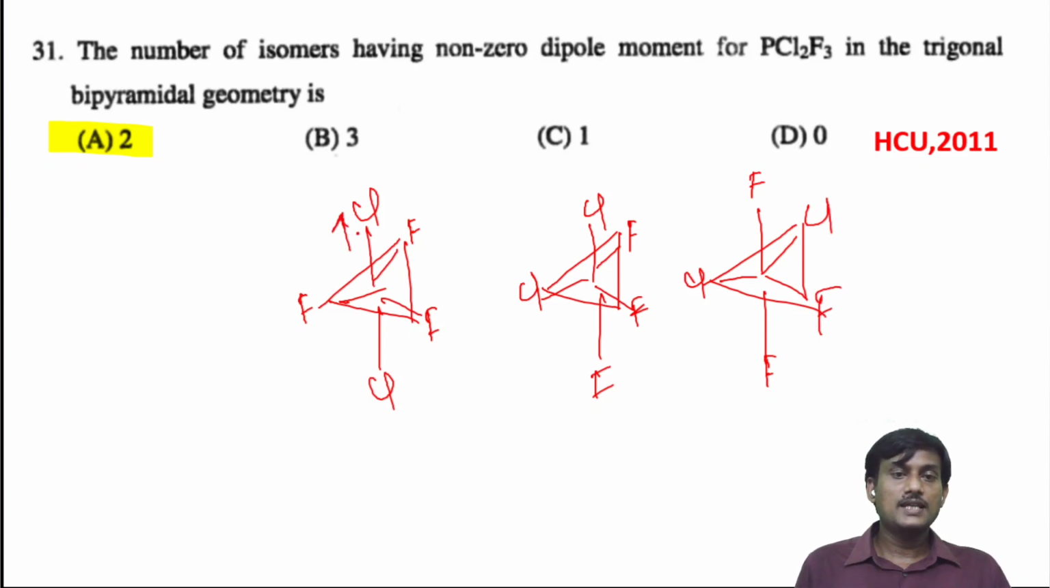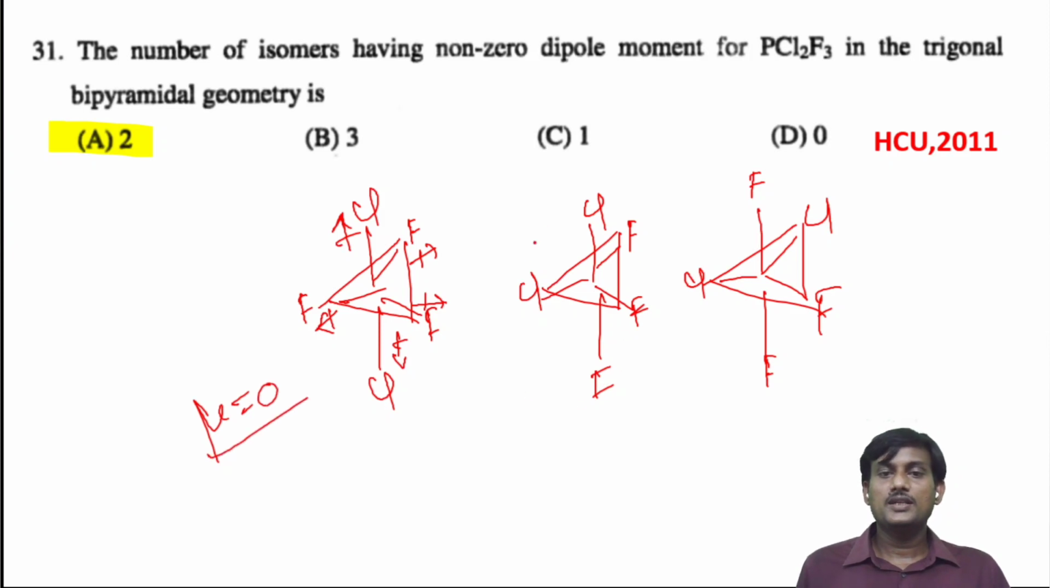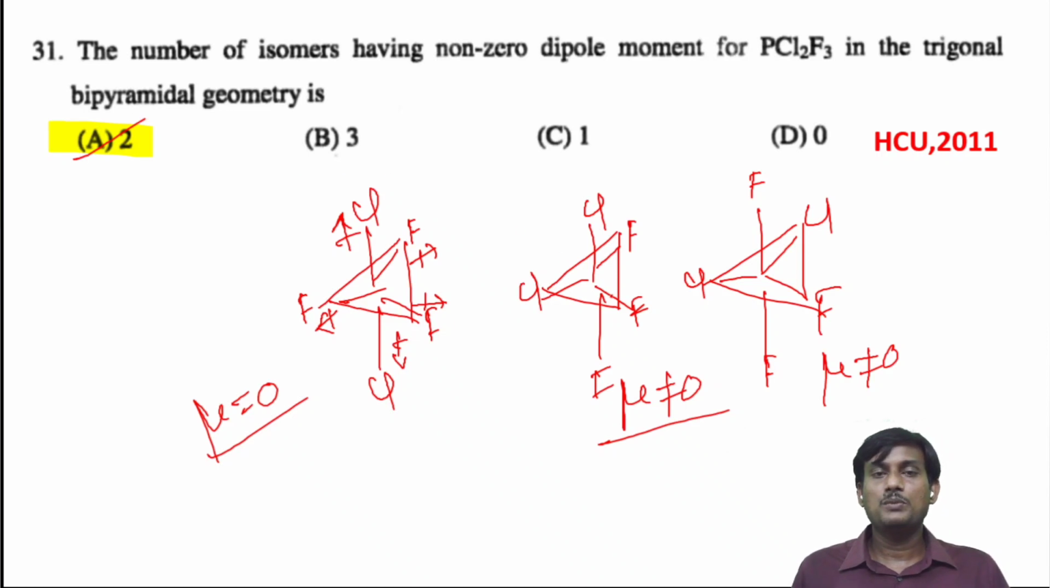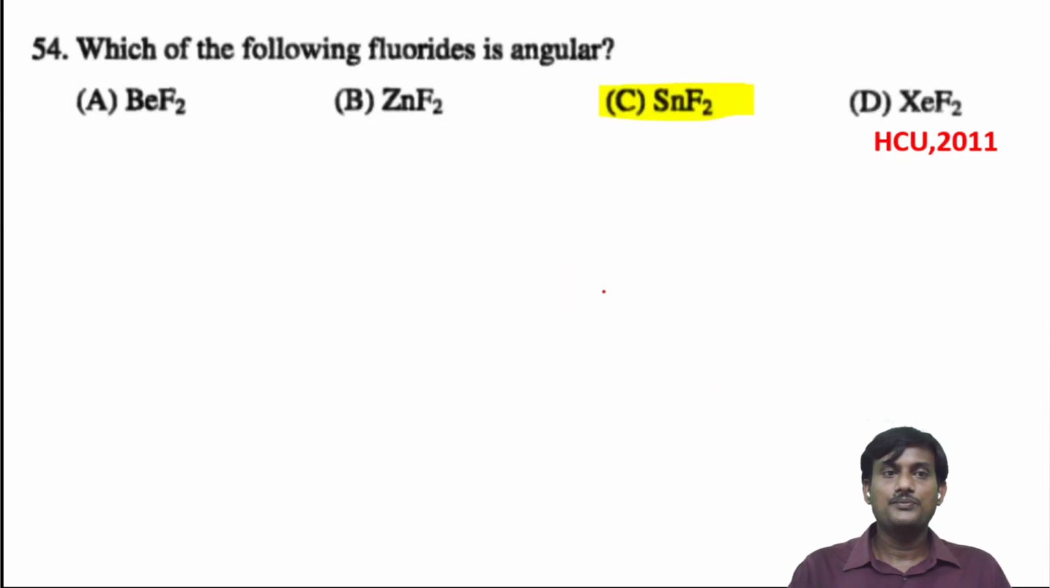In this case, there is a cancellation of individual bond dipole moments, so the dipole moment is 0. Here there is no cancellation of individual bond dipole moments. Here also mu is equal to 0. So two structures have non-zero dipole moment out of the three structures.